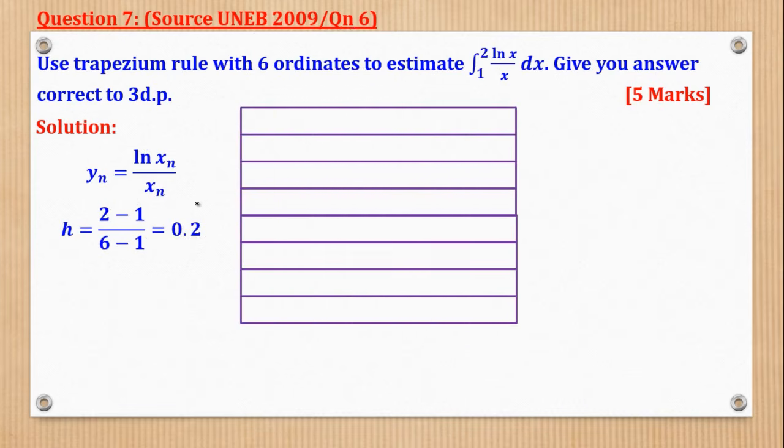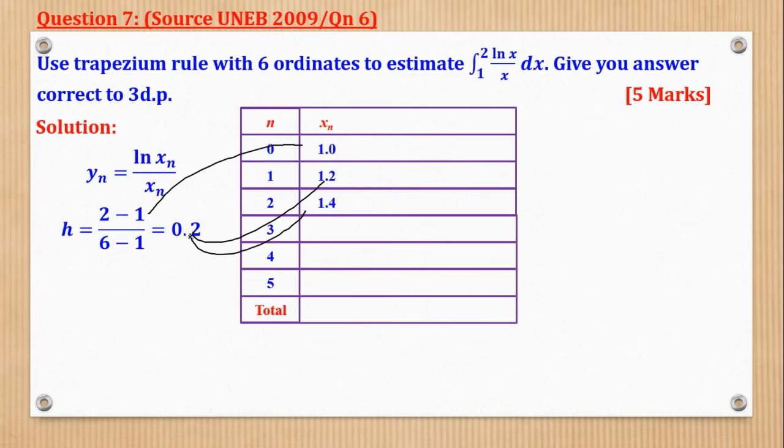So next is to tabulate. We shall start with the ordinates, then we shall go to the values of x. So values of x, we start with the lower limit, which is 1, then keep on adding this to come up with this, add this to come up with that, add this to come up with that, add this to come up with that, add this to come up with that.